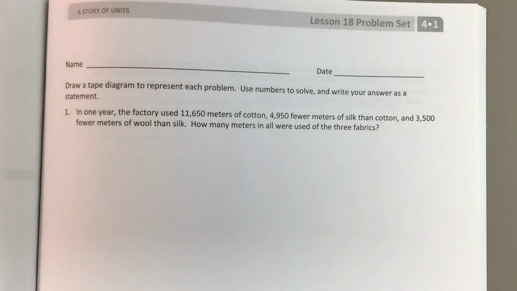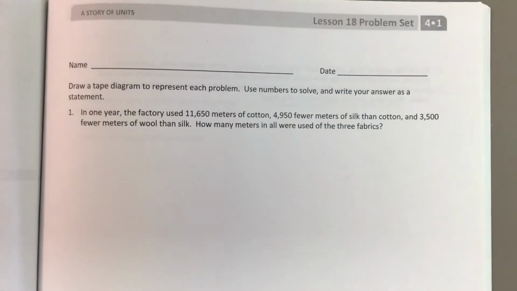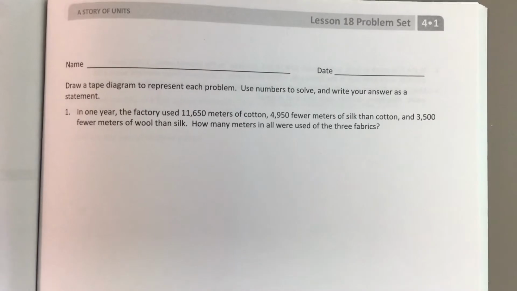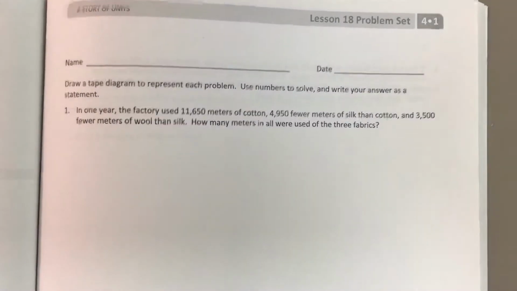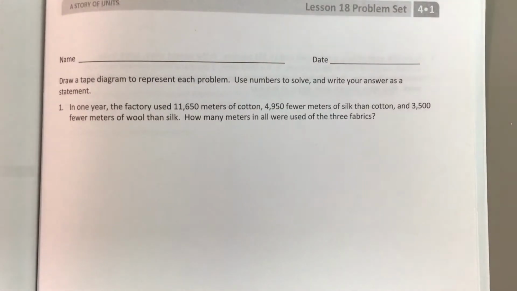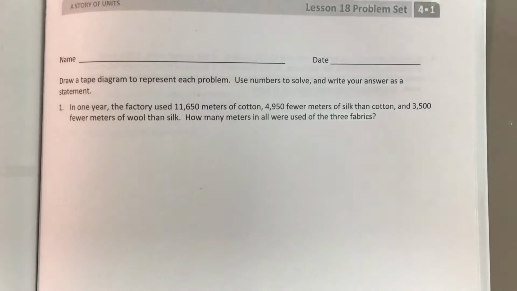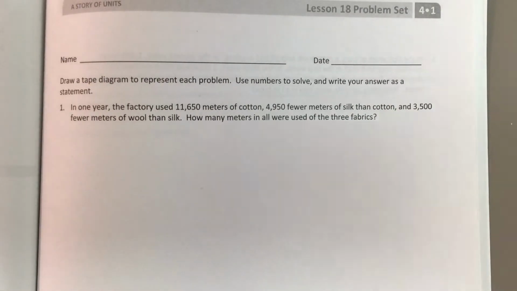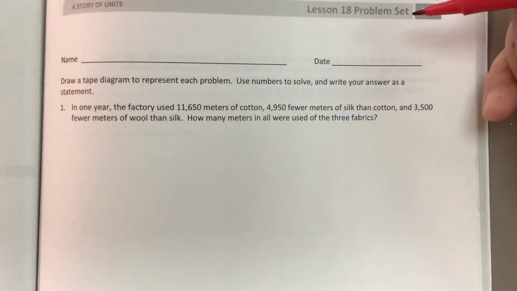For lesson 18 problem set, we're going to go through the process of using tape diagrams, finding answers, and checking reasonability of your answer. One of the main differences is that before, we had problems where we would have a given amount and we would be told the next is more and more, so we would be adding to that amount. In this problem, we're actually going to be taking away.